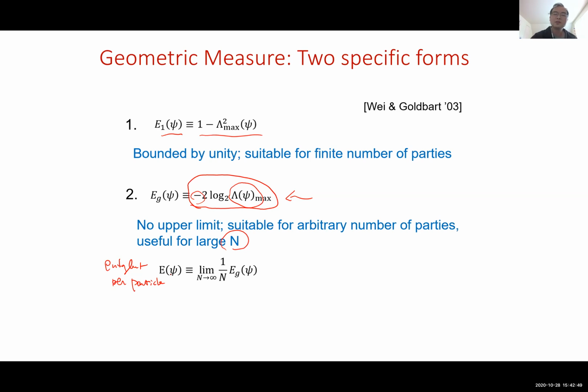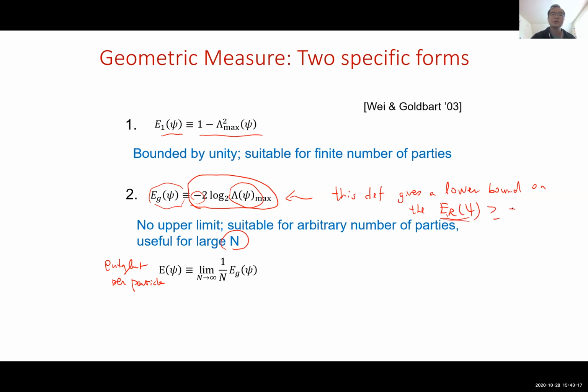Okay, and we'll see that this definition gives a lower bound on the relative entropy of entanglement, E_R. Let me just write E_R. I won't prove that, but I just want to mention this gives a lower bound on that.